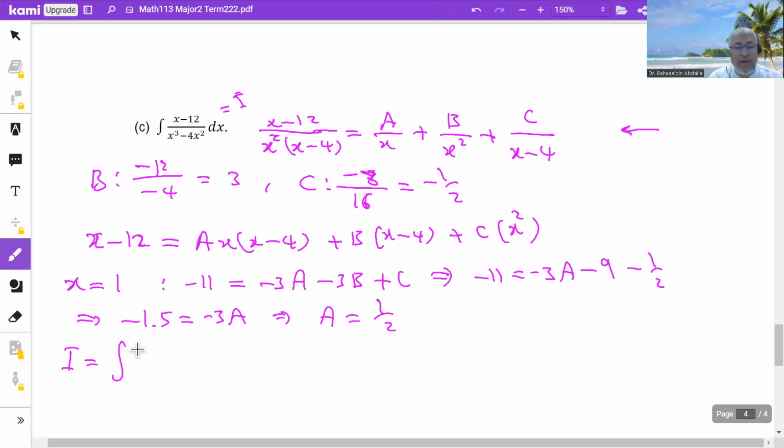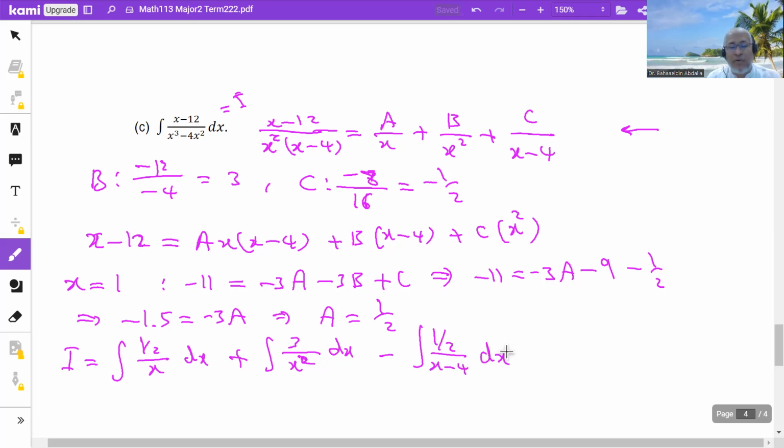So half, I can write it half 1 over x, or just let me write it half over x dx. This is the first integral. Second integral, I know that b is 3 over x squared x. Okay. And I know that c is negative half. I can take the negative outside over x minus 4 dx.